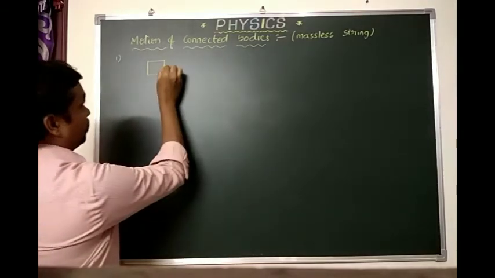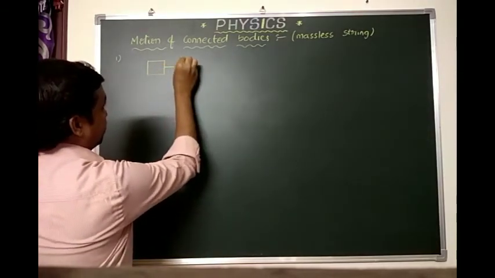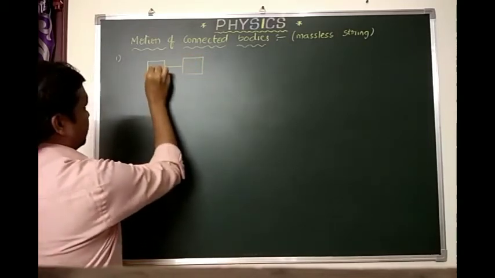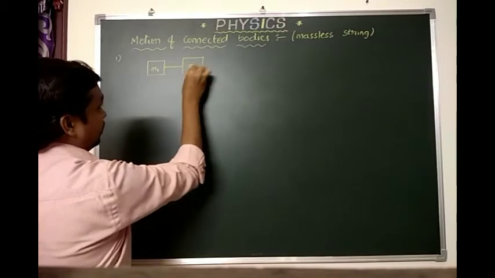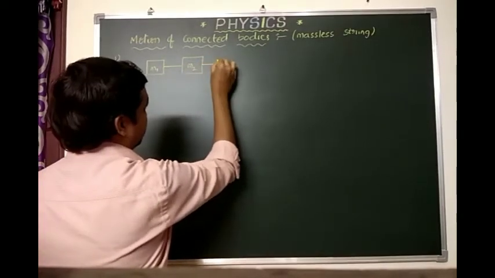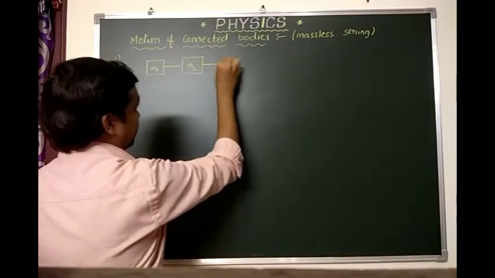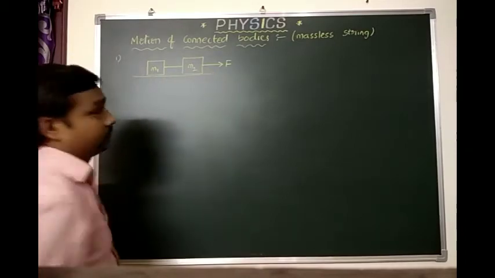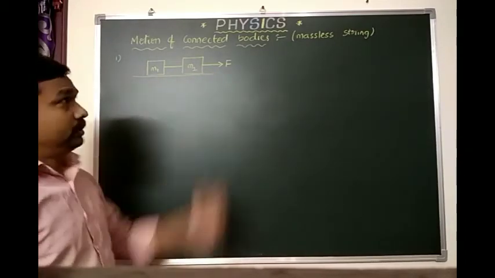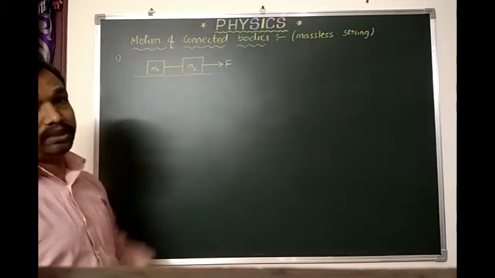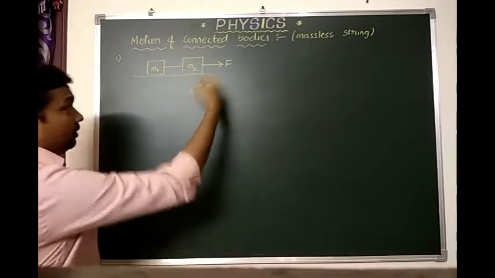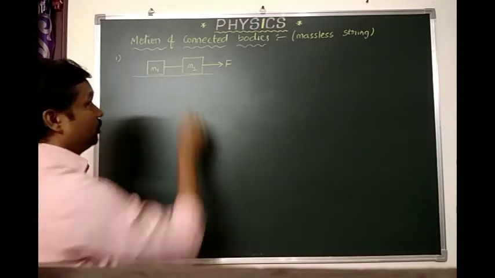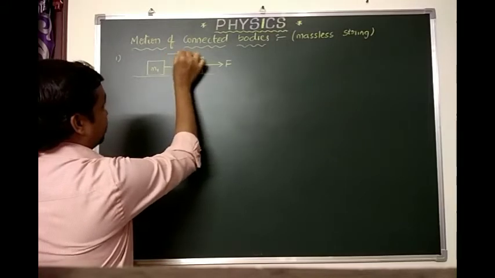Here are two blocks which are connected, two different blocks of masses M1 and M2, and there is a force exerting. These two are placed over the surface. There is a force, and these two are connected by the string. How much force needs to be exerted to move with an acceleration A?